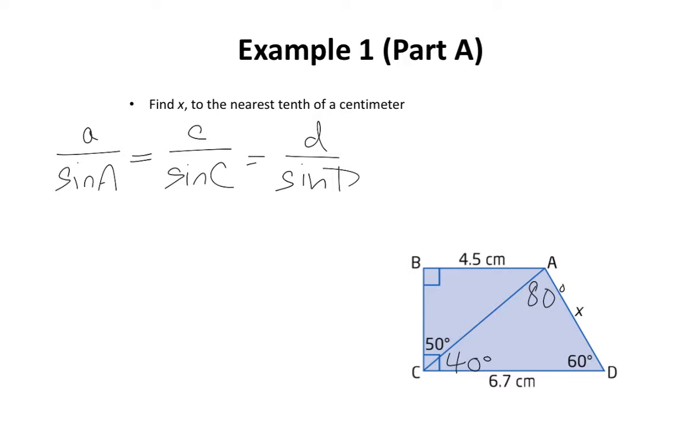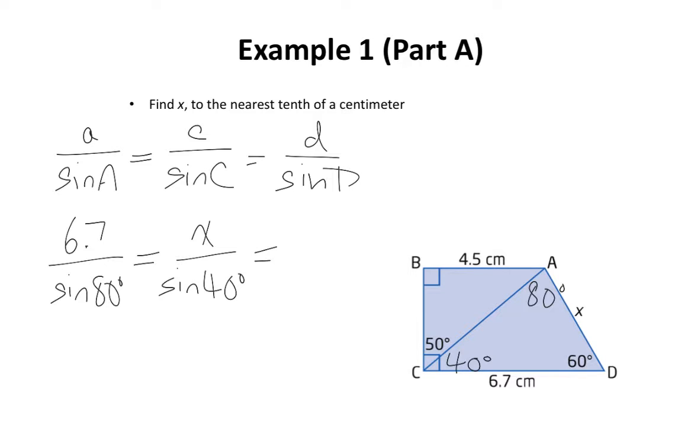Let's substitute some of our known values. So side length A is 6.7, angle A is 80 degrees, side length C is the variable of x, that is what we're looking for, and angle C is 40 degrees, and side length of D is unknown, so I'm going to leave it as a variable, and angle D is 60 degrees.